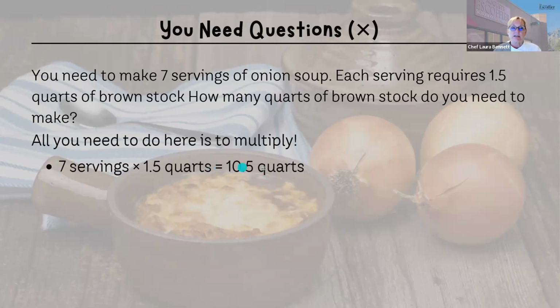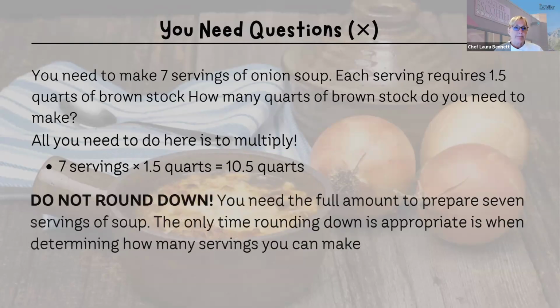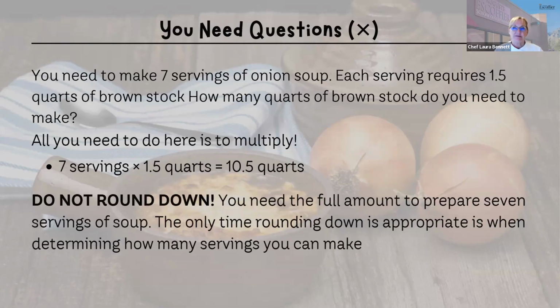Now I want you to look at this, all right? We talked about, for the you have questions, how many servings can you make, you drop that partial part, right? Not here. You do not drop any part of this because you need every single bit of this in order to have enough to make those 7 servings. So do not drop the partial when you are on the you need questions. All right, again, do not round down.